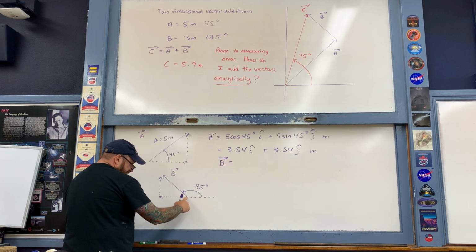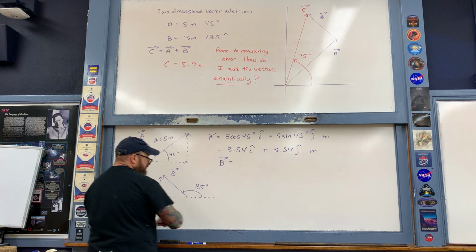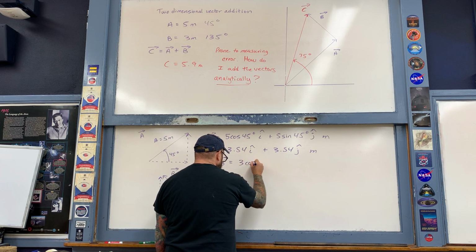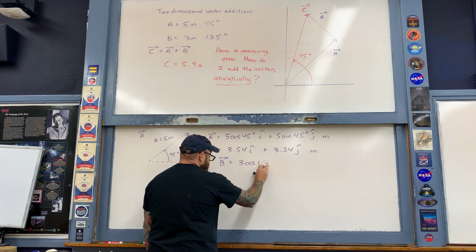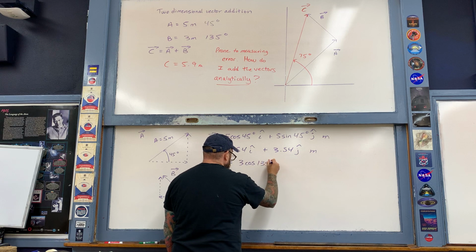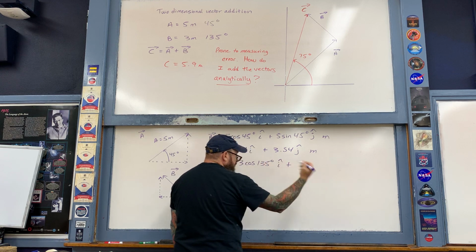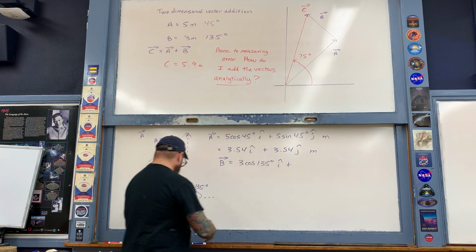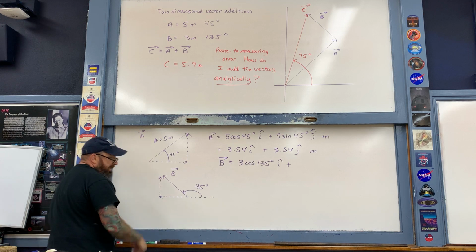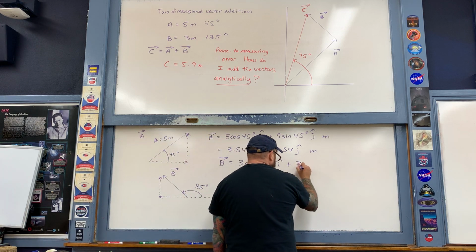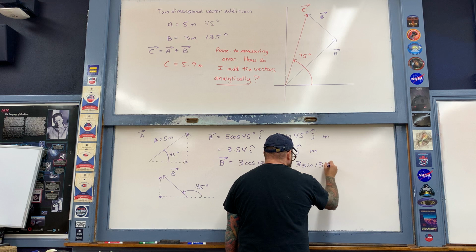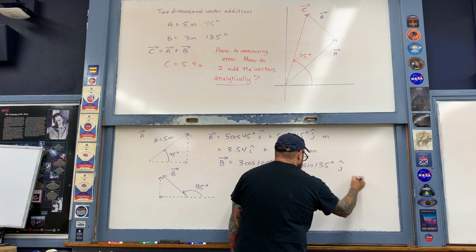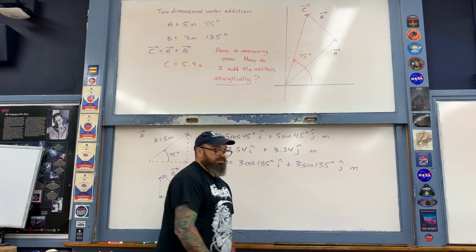First of all, we have the adjacent side of the triangle here, B sub x, which is equal to the hypotenuse multiplied by cosine. And then the other side of the triangle right here is B sub y, the opposite side. This is equal to the hypotenuse multiplied by sine. Once again, all in terms of meters.